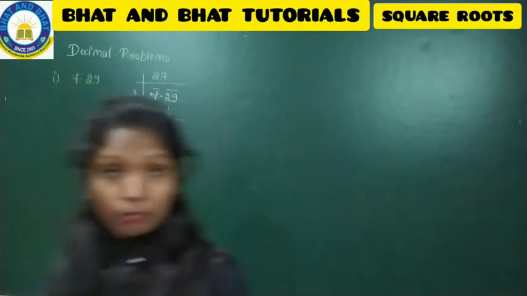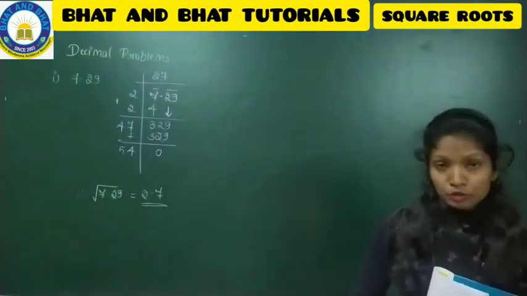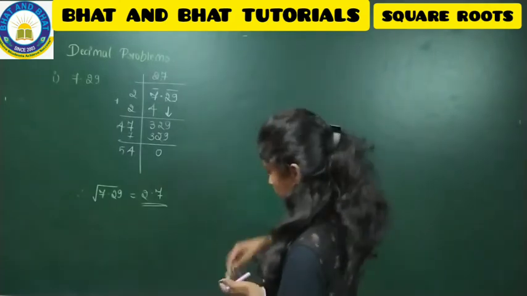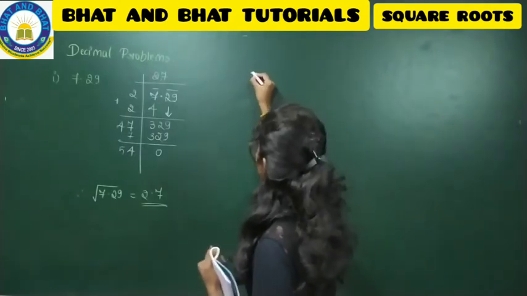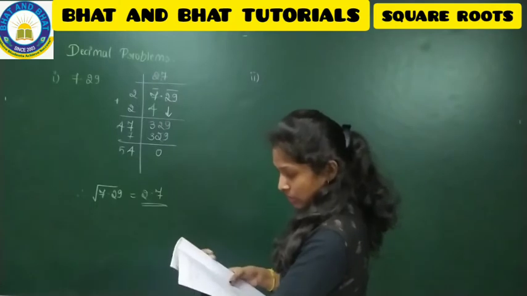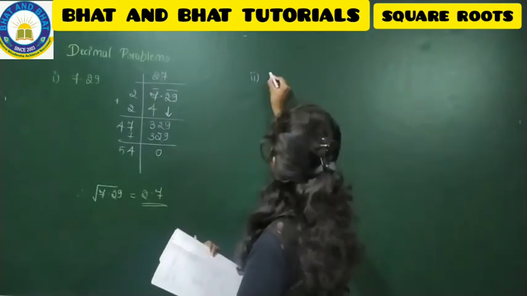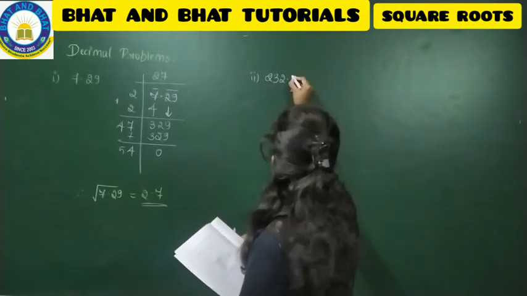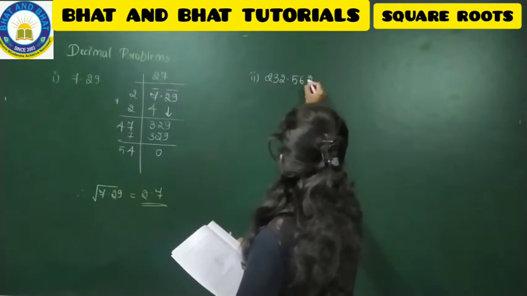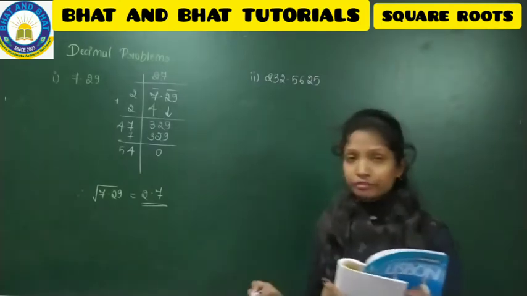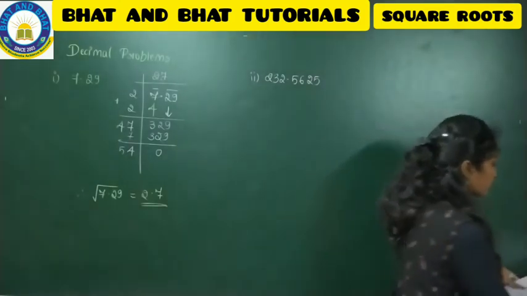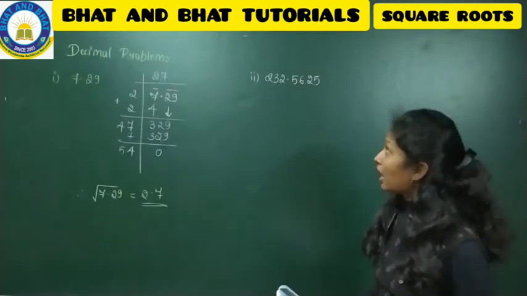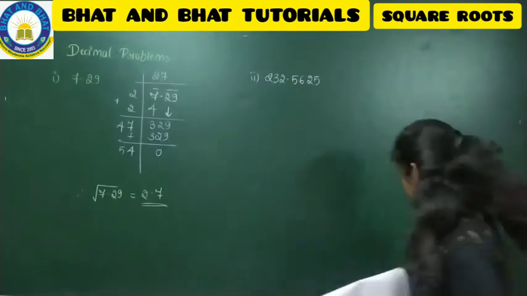Fine. Hope you all copied this. Now we'll move on to the second problem. In decimal only, we'll see the second problem. The question is like this: 232.5625, where you have to find the square root for this number. The number is very big, but the answer is very less. Okay, so how to do this? We'll check it out now.